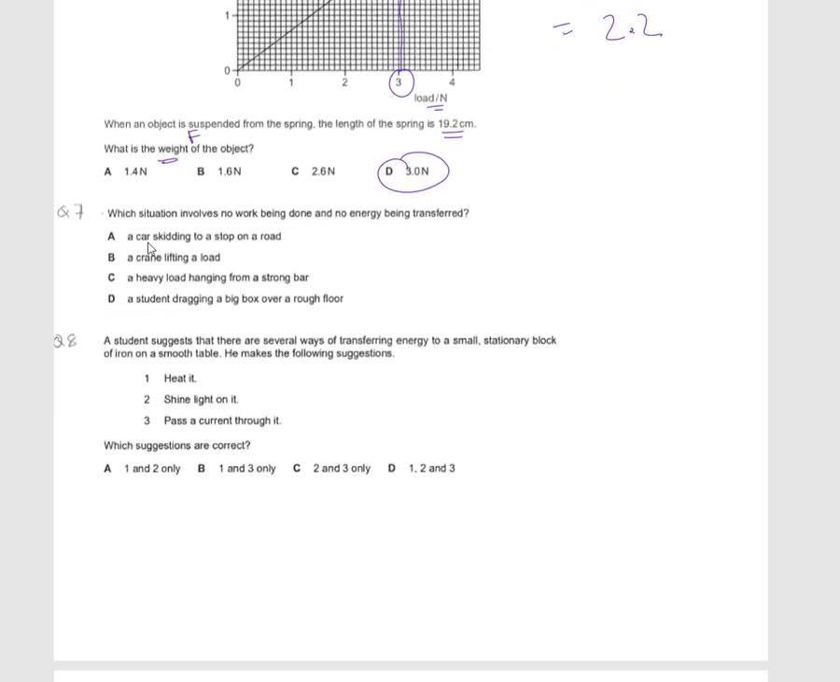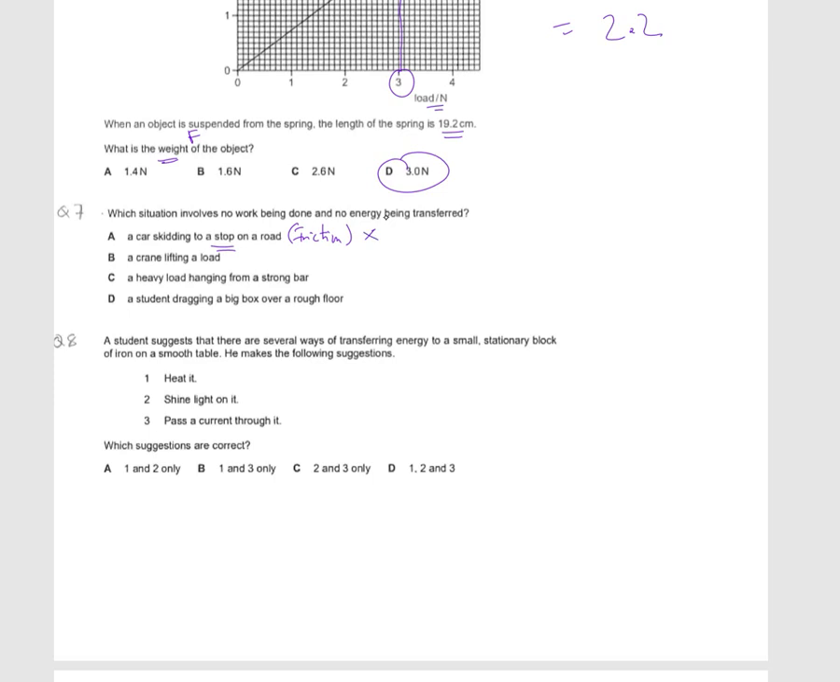Good. Now next one is: which situation involves no work being done and no energy being transferred? Okay, so in this case, what is happening? So there's no work being done at all, and there's nothing. Okay, now let's take a look. A car skidding on the road. Skidding to a stop on the road. Now, for you to skid, you need to apply the brakes. So if you apply the brakes, that's friction. So energy is being transferred there. So therefore, this is not the answer.